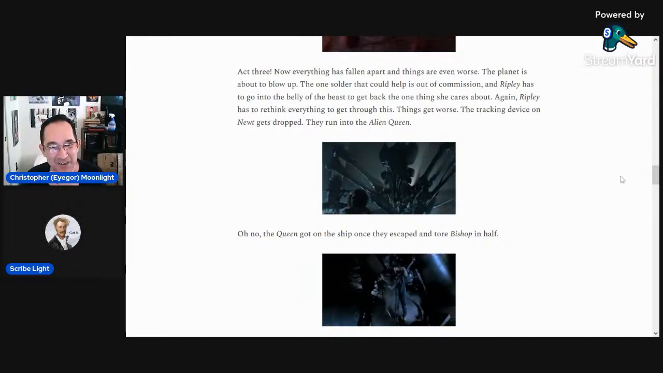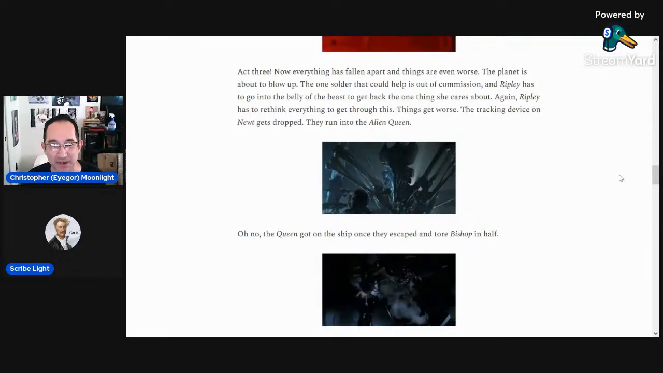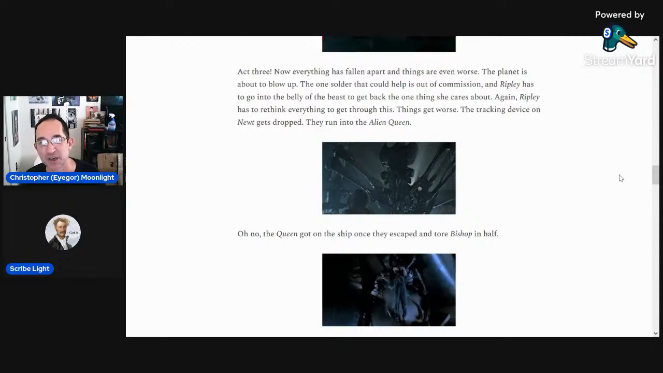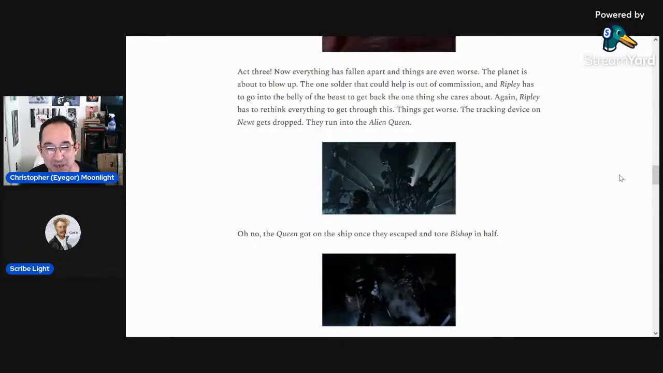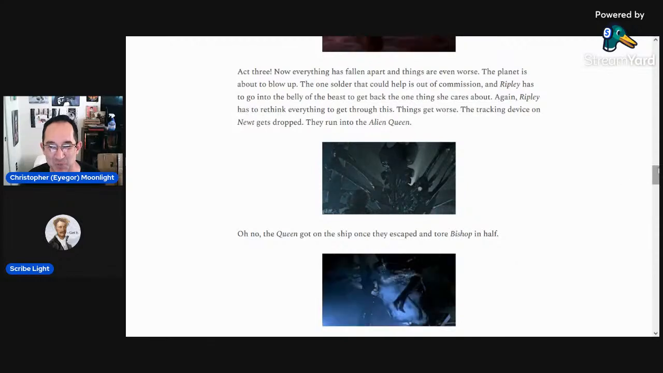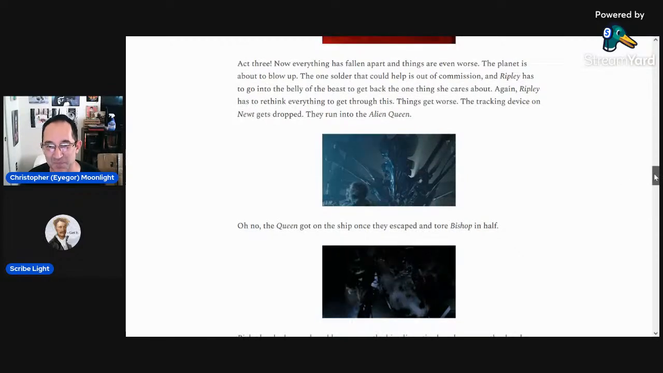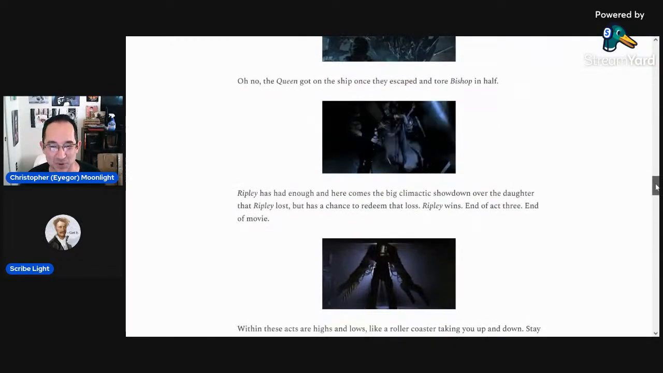Okay. Act 3. Now everything has fallen apart and things are even worse. The planet is about to blow up. The one soldier who could help is out of commission, and Ripley has to go into the belly of the beast to get back the one thing she cares about. Again, Ripley has to rethink everything to get through this. Things get worse. The tracking device on Newt gets dropped. They run into a queen alien. Oh no, the queen got on the ship once they escaped and tore Bishop in half. Now, technically, that part's a fourth act, a surprise fourth act.